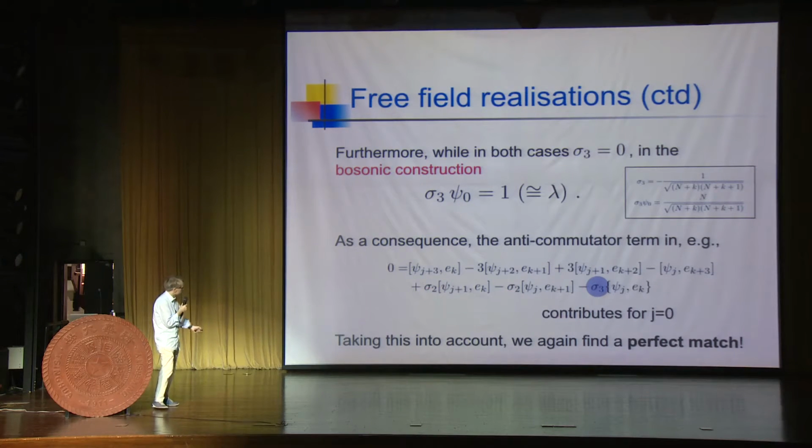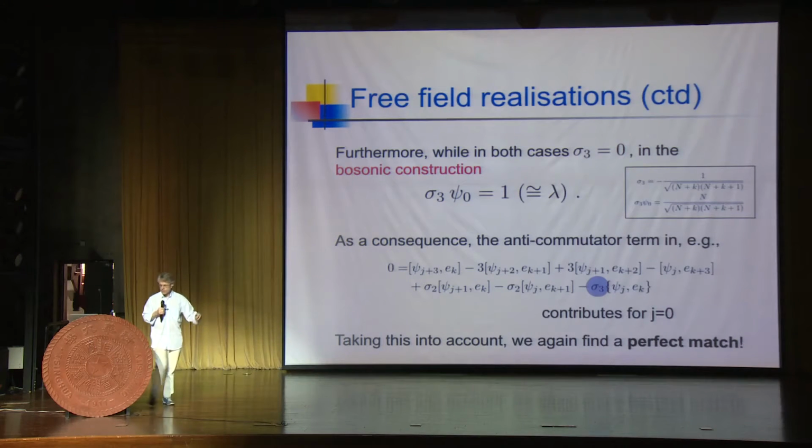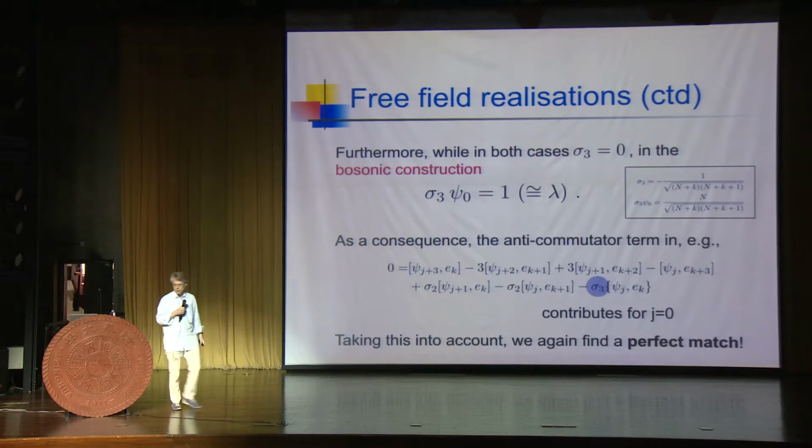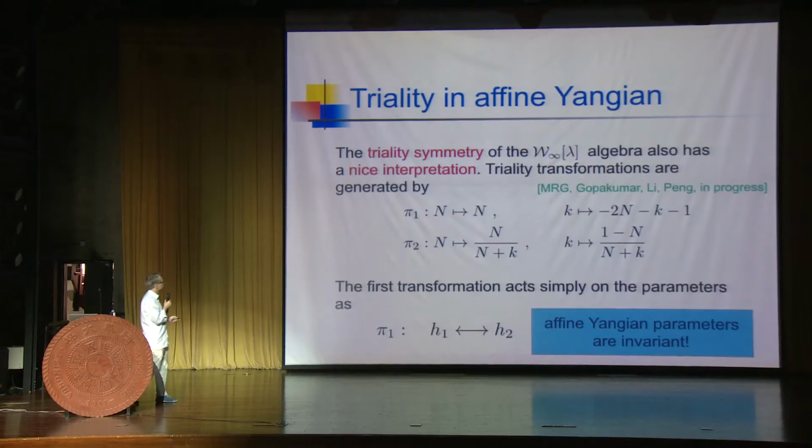And what this means is that in this funny anti-commutator that I showed before, this term that you would naively think to drop out at sigma 3 equal to 0 contributes for the j equal to 0 term, because this combination is equal to 1. And if you include this, then it matches perfectly. But you really need to take care of this subtlety, but then the free boson description sits perfectly inside this affine Youngian.